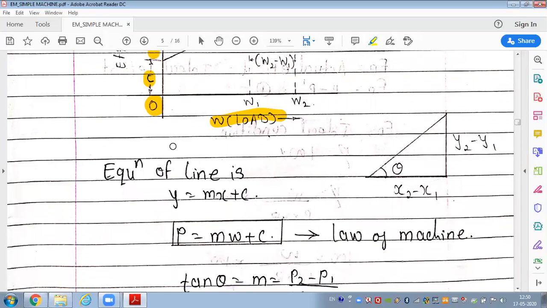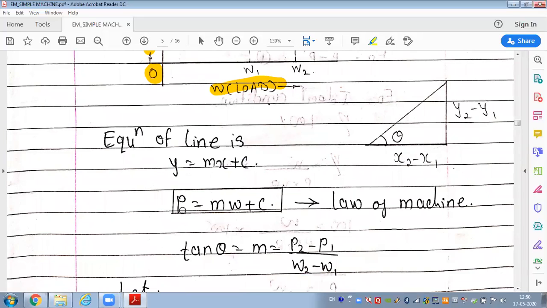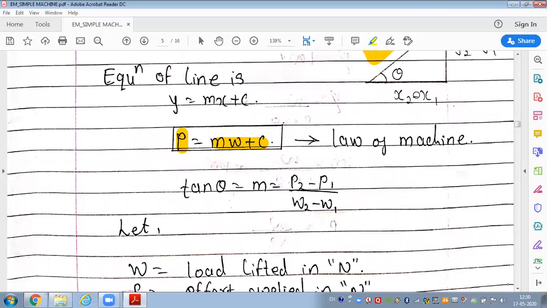You know very well the equation of a line is given by y equal to mx plus c. The same formula is utilized for the law of the machine. So P equal to mW plus c. It is known as the law of the machine. Both the values of effort and load are also described on the diagram, x2 minus x1 and y2 minus y1.